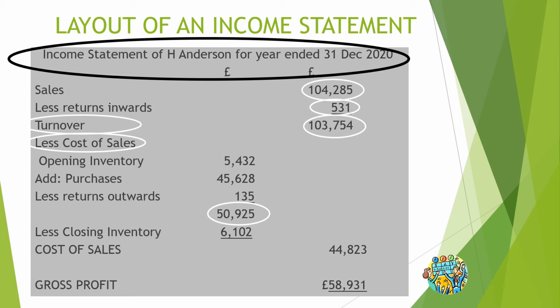Now there will be products left at the end of the year that we haven't yet sold, so we have to deduct those, and that's the inventory we have at the end of the year. That is going to be carried over next year, on the 1st of January 2021, to be our opening inventory. So we're going to be left with 6,102. That gets taken away, and when we do that sum, we have this figure called the cost of sales. That's a really important figure because it is the cost of this. We have managed to sell for 103,754, and those sales cost us 44,823. By taking the 44,823 away from that 103,754, we are left with our gross profit of 58,931.